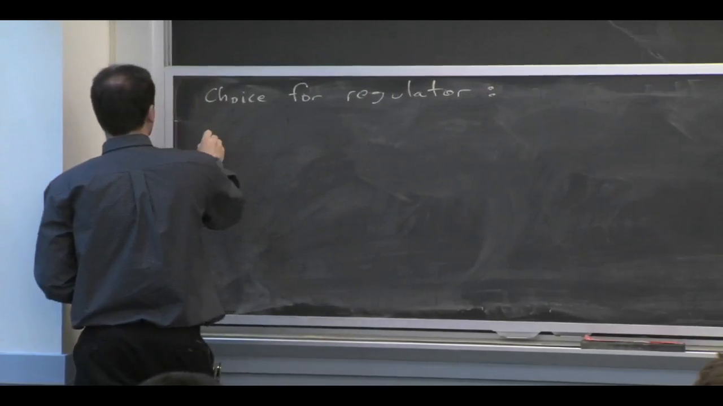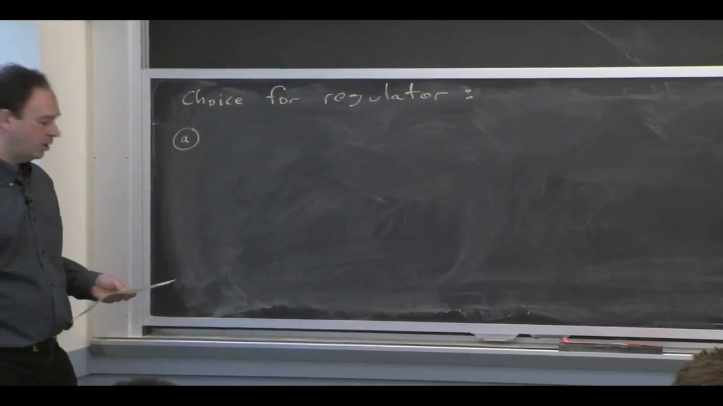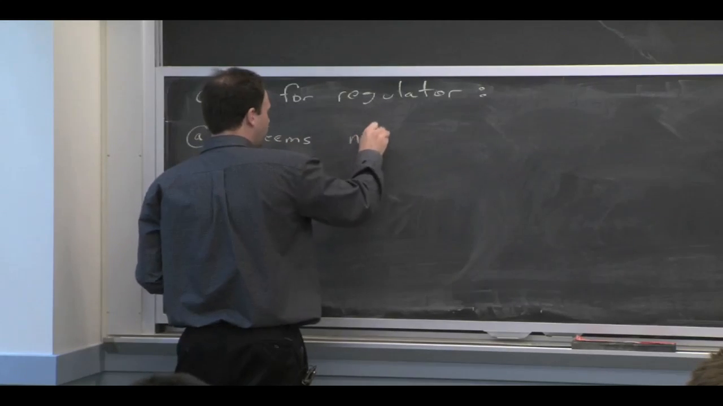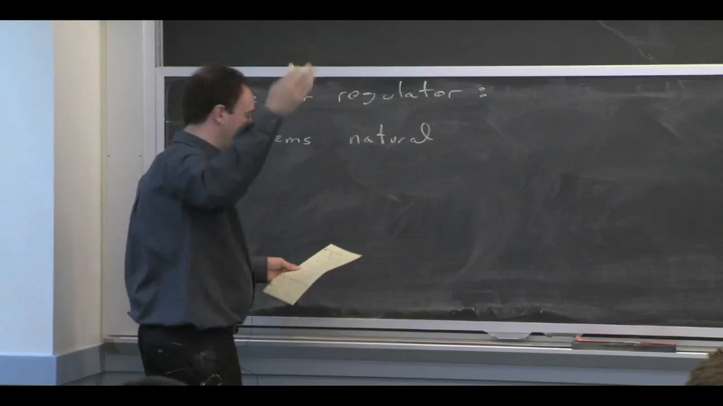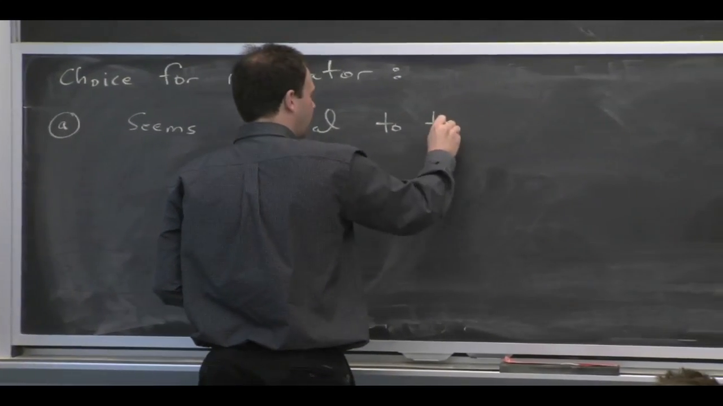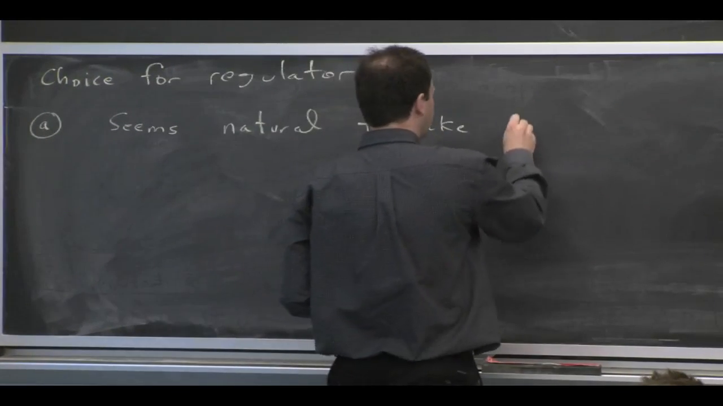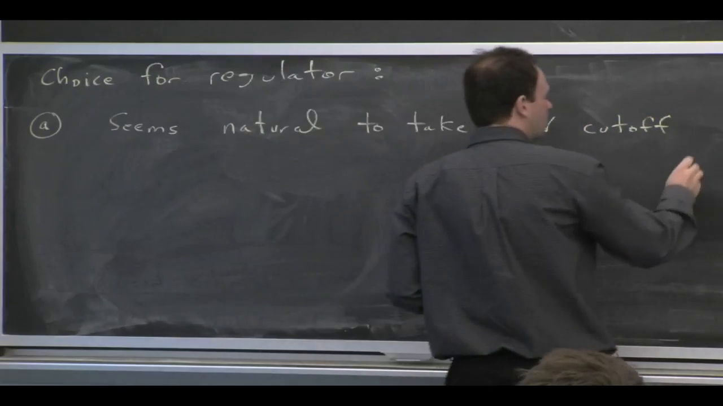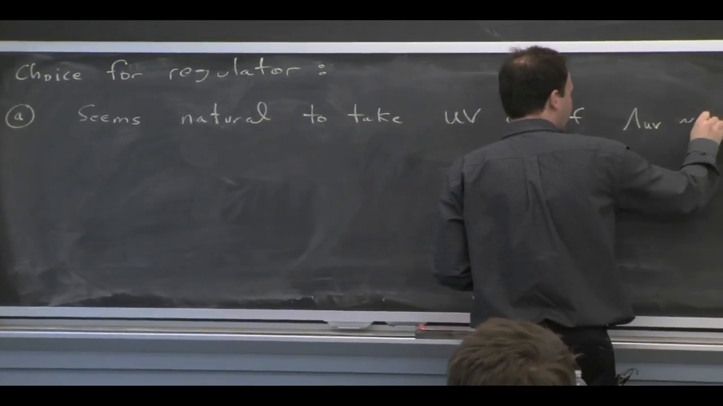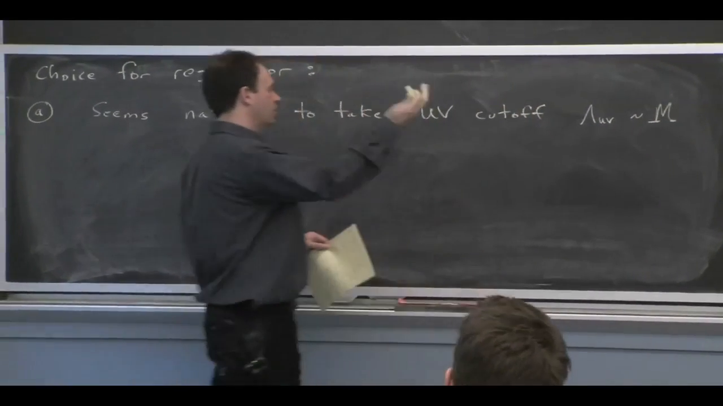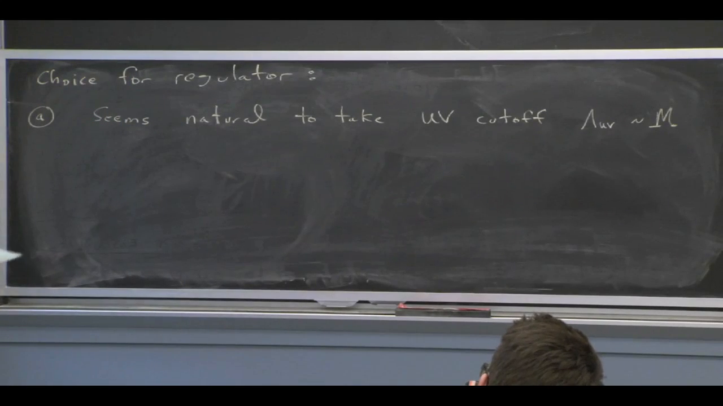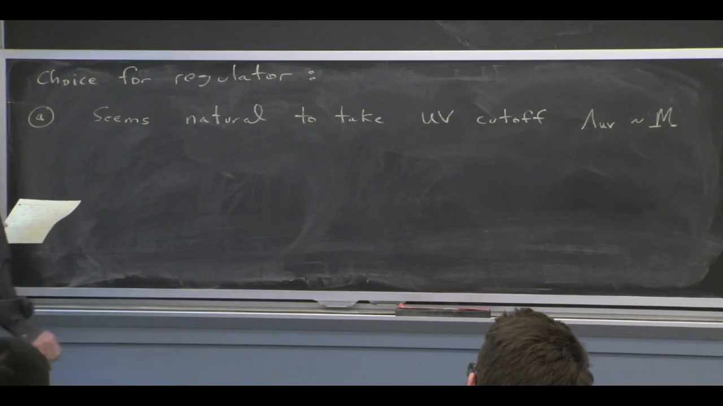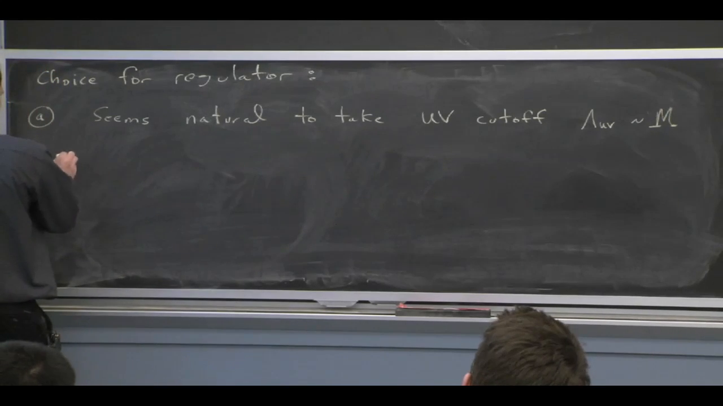So let's consider 2 different choices for the regulator. We'll start out with just a cutoff, which seems very natural from an effective field theory point of view, that your theory is supposed to be only valid up to some scale. So why not just cut off the momentum explicitly above some scale? And you can think about that scale as being of order big M. So we just don't include any momenta that are higher than that scale in our loop integrals. So we're only integrating over the region in momentum space where the theory is supposed to be valid. Seems like a perfectly reasonable thing to do.